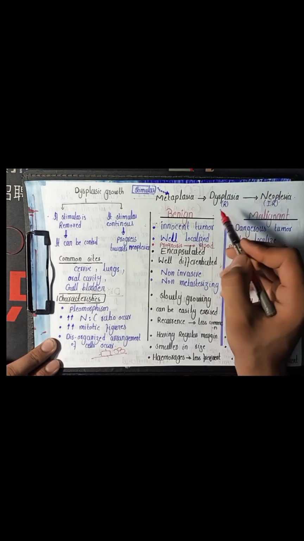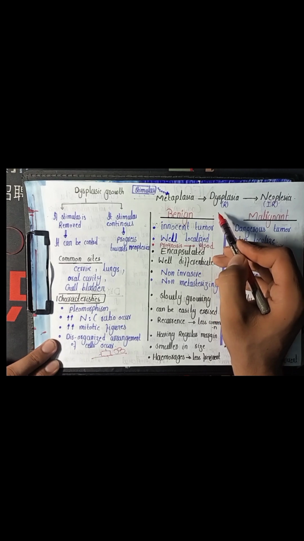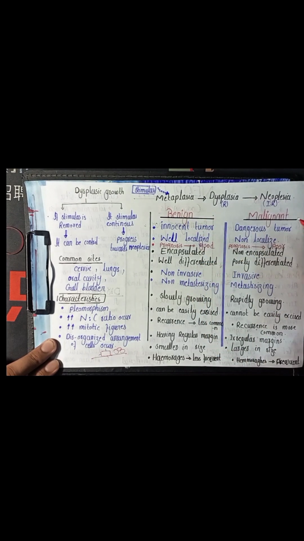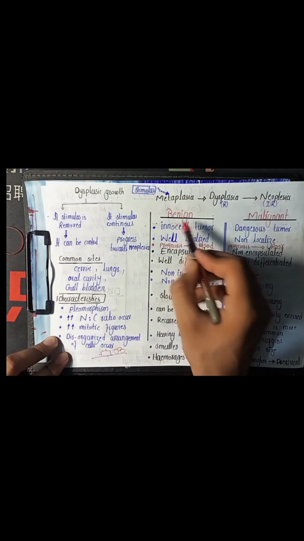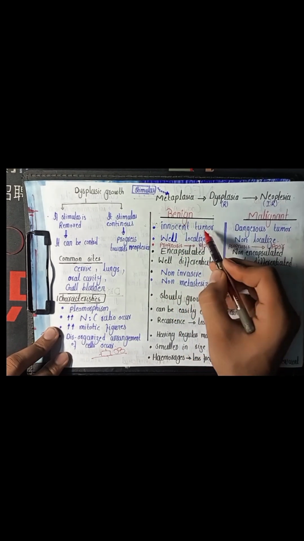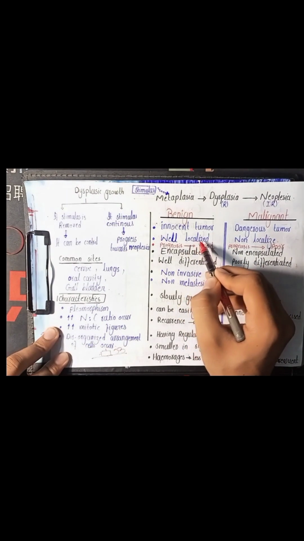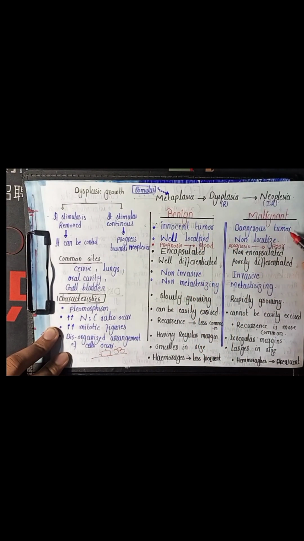Now we talk about the classification of tumors. The tumors are classified into two main groups. They are either benign tumors or malignant tumors. Now we talk about the difference between benign and malignant tumors. Benign tumors are innocent tumors and they are localized in nature, whereas malignant tumors are dangerous tumors and they are non-localized and they can spread.